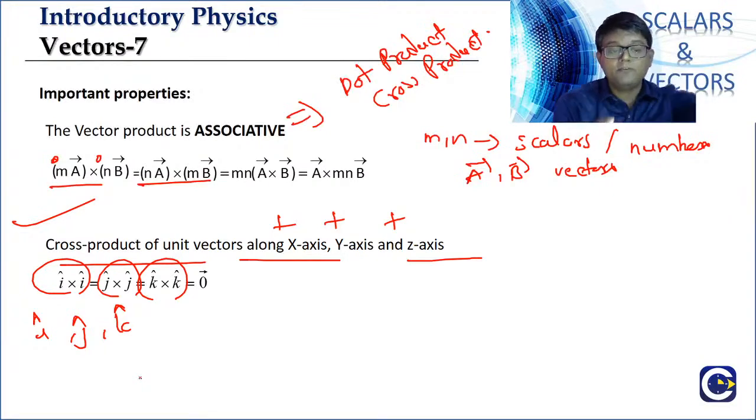But before we go to the discussion, look at this. Already we are presenting the answer. What are we saying? We are saying i cross i will be 0. j cross j will be 0.